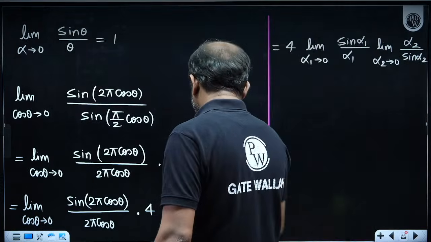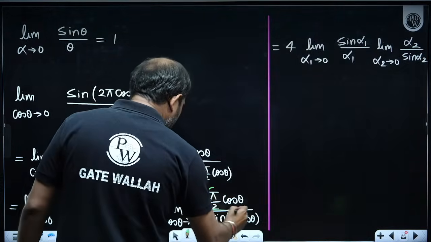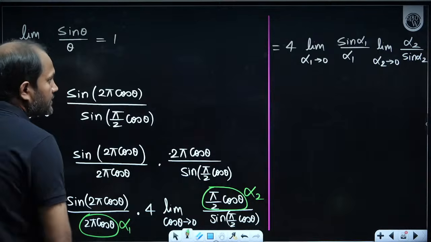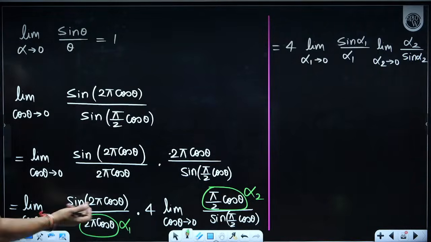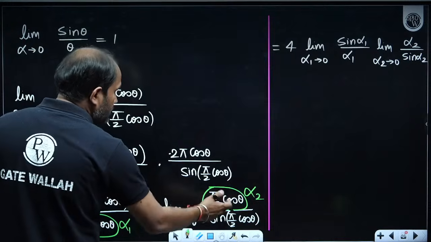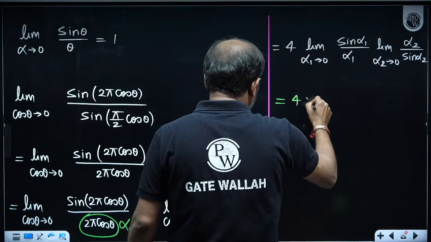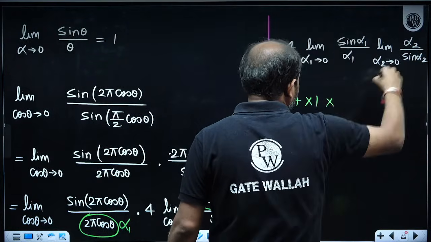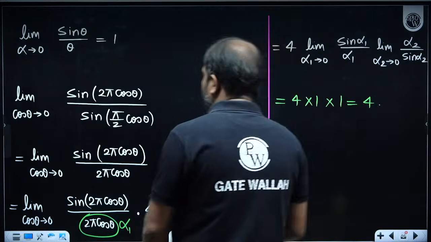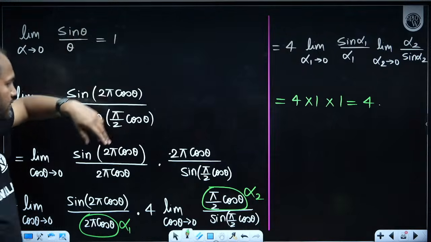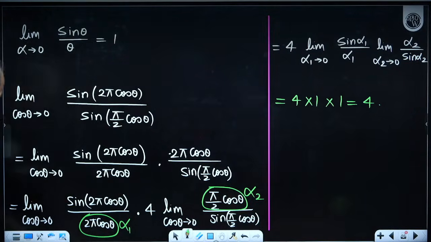So what I have done is taken this one as alpha 2 and this one as alpha 1. If cos theta tends to 0, alpha 1 tends to 0, and alpha 2 tends to 0. So the limit of sin theta upon theta is 1. So it will be 4. Understood? I think you understood. So sin theta upon theta is 1, so it will be 4.